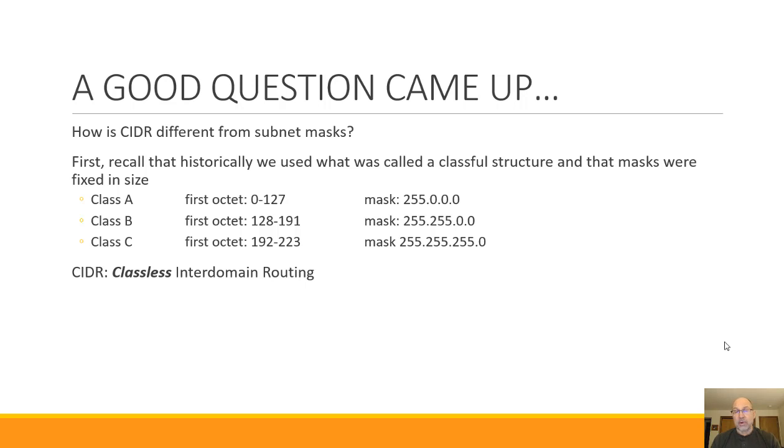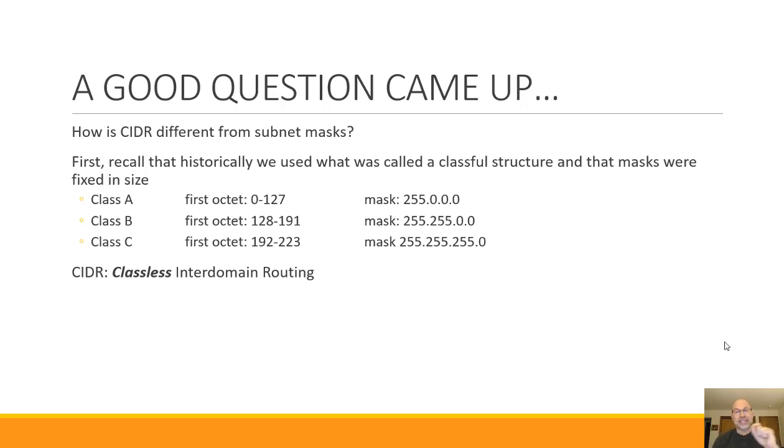So class A, remember the first octet in a class A is 0 to 127, and the mask is always 255.0.0.0. Class Bs and Class Cs are much the same way. Obviously, Class Bs are smaller than Class As, Class Cs are smaller than Class Bs, and there's the mask. That's always that way, and that's why we call them the class-full architecture, because once you got a network, you had the entire class to yourself, the full class.